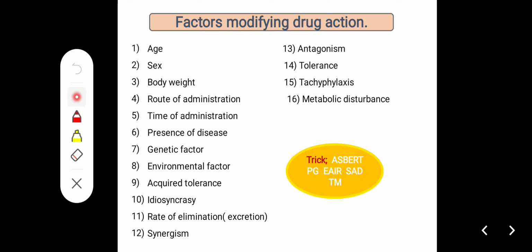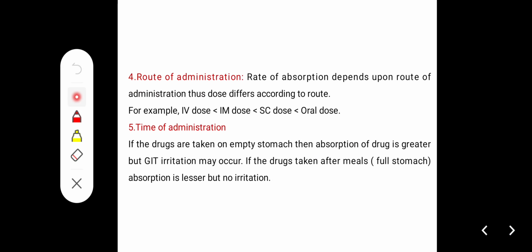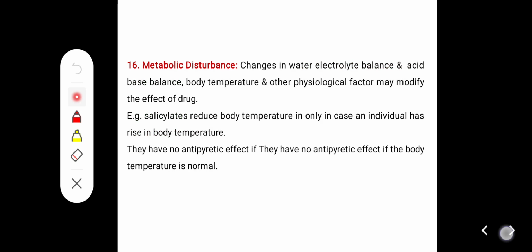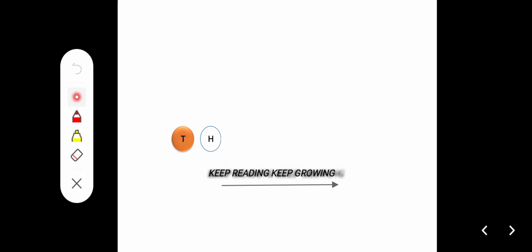Tolerance means repeated administration of the same drug decreases the responsiveness to that drug. To get the pharmacological action again, the dose has to be increased. Tachyphylaxis is repeated administration of the same drug where the receptor gets blocked and the pharmacological action does not increase. And metabolic disturbance also modifies these factors. So in today's lecture we learned about that.